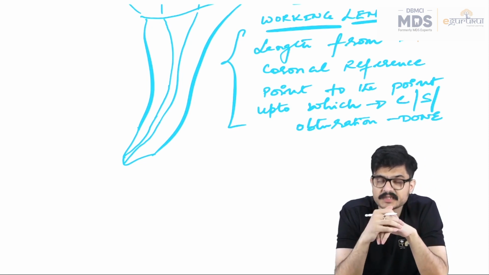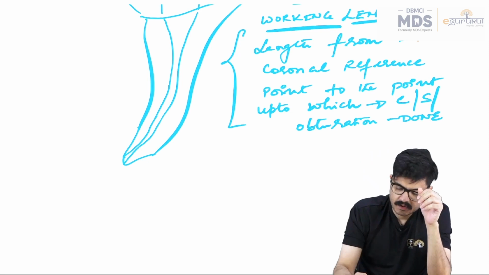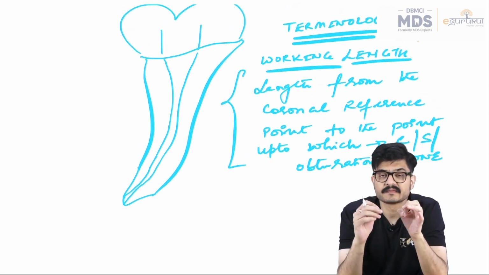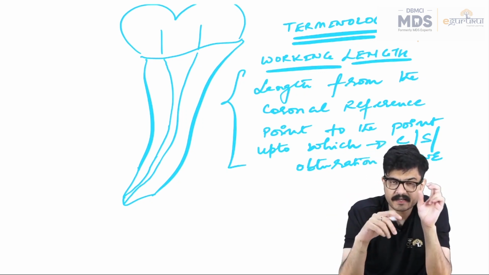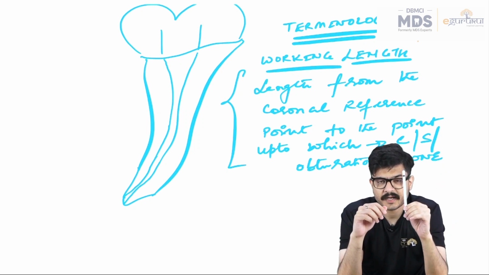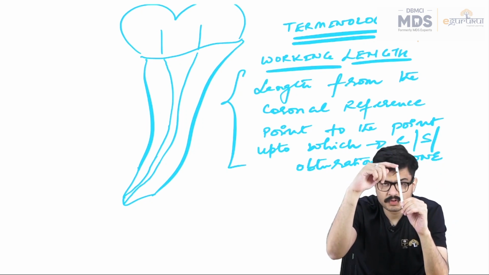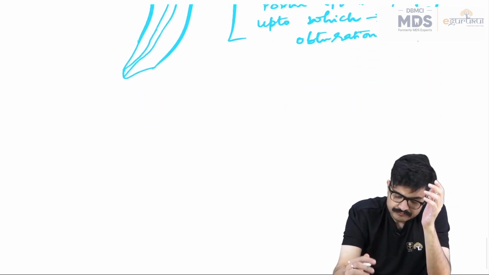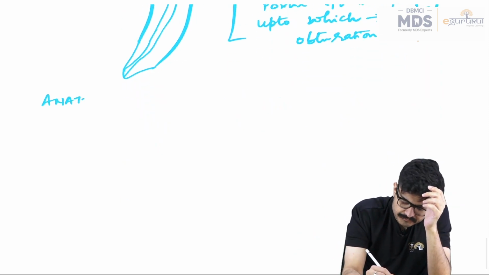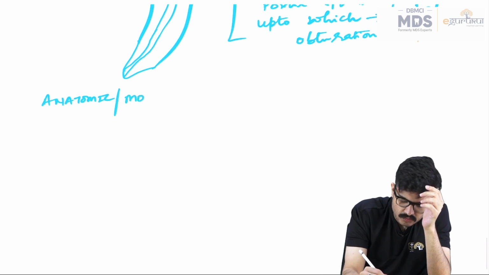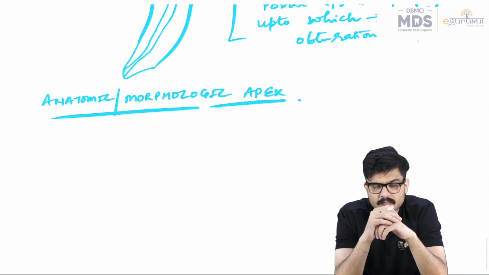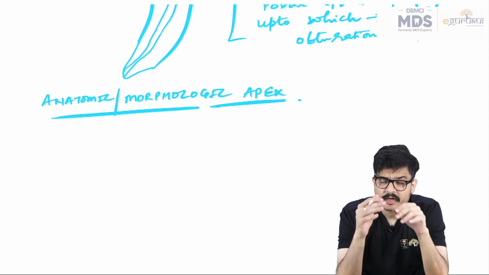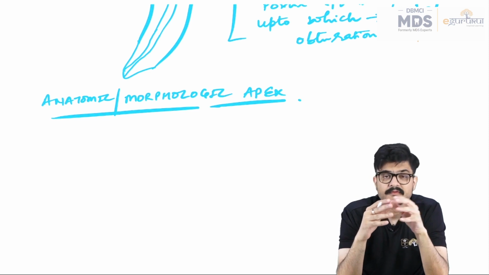Right? The next important terminology is the anatomic apex or the morphologic apex of a tooth. See, if you have a tooth in your hand, an extracted tooth in your hand, imagine this is an extracted tooth in your hand. The tip of the root would be the anatomic apex. Simple. So that would be the anatomic or morphologic apex.